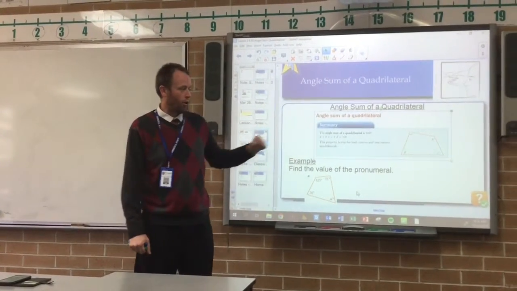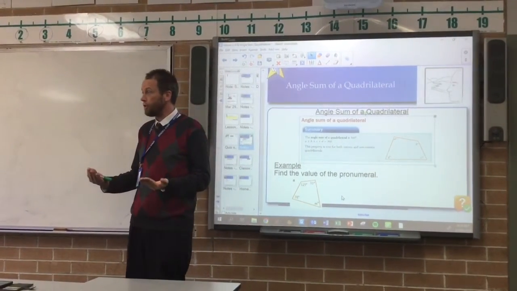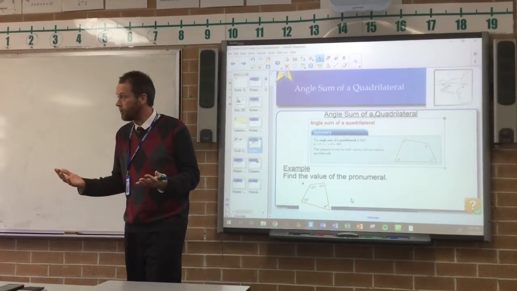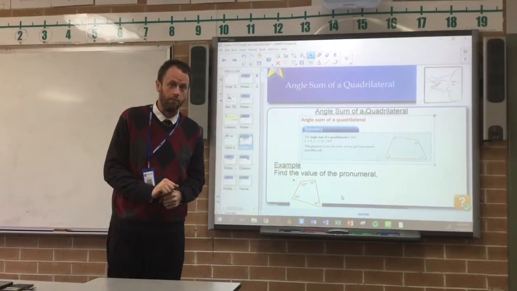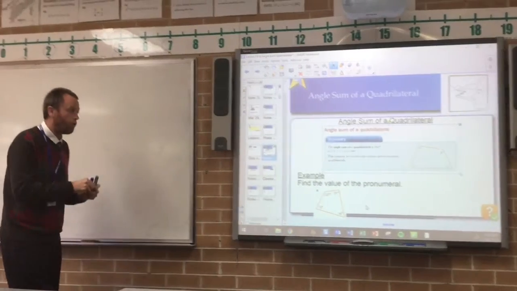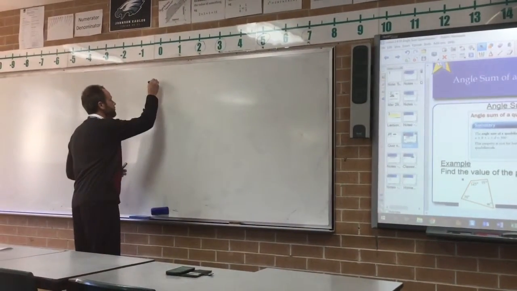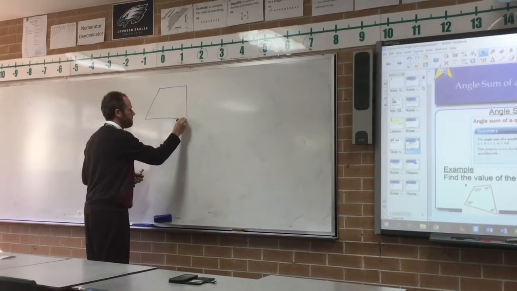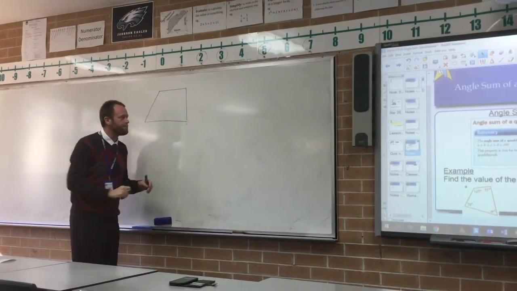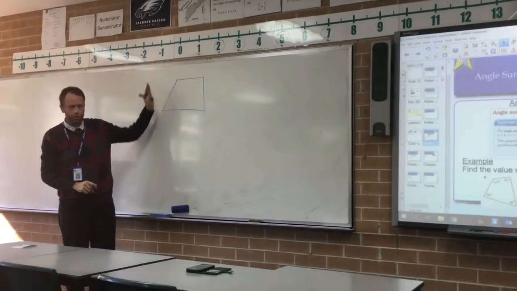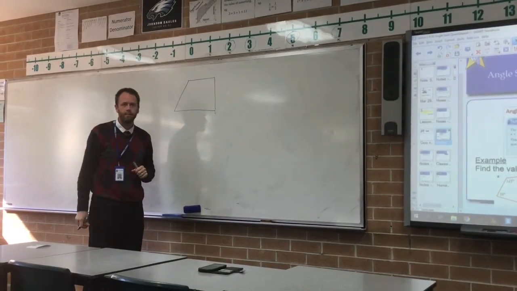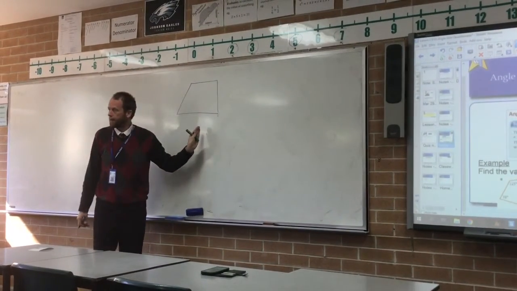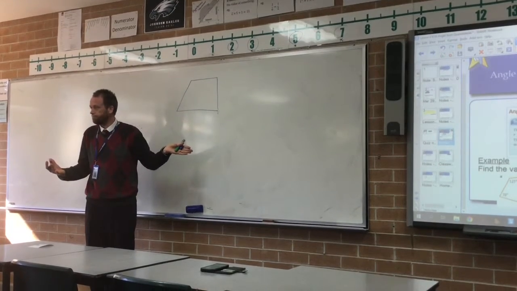The angle sum of a quadrilateral just builds on the work that we've been doing on the angle sum of a triangle. For example, I could draw any quadrilateral. Let's say I draw a quadrilateral over here. It doesn't have to work perfectly, as long as it's a quadrilateral, straight sides, four-sided. Now initially I might look at that and go, what's the angle sum?